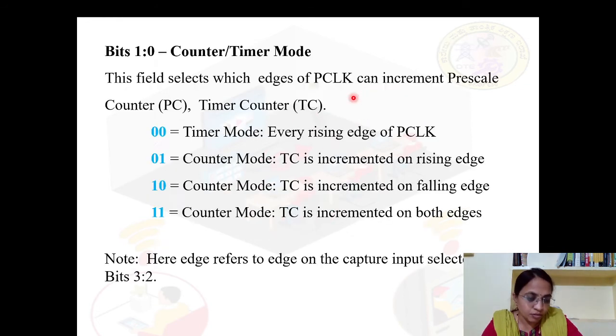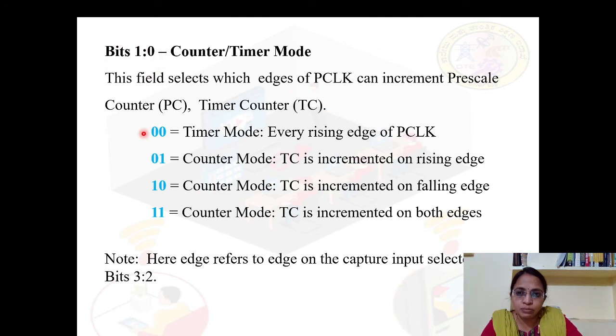First we will see the counter timer mode bits. The first 2 bits are called counter or timer mode bits, and since there are 2 bits, 4 combinations can be generated here. Based on these 4 combinations, one of the operations will be selected for the timer or counter.